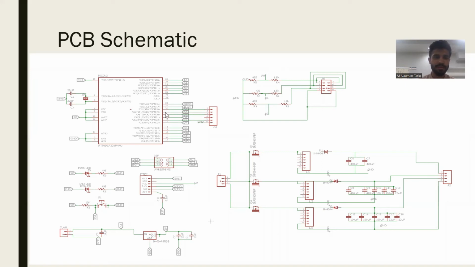So firstly, coming towards the components, this is our ATmega 328 microcontroller, which is also used in Arduino Uno. These are the analog pins. After that, we have digital pins. We also use some PWM pins in our project. These are defined here.